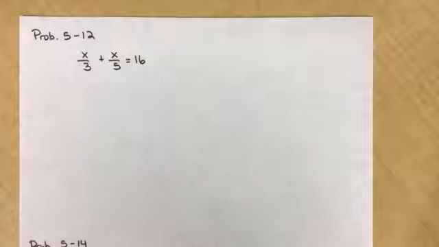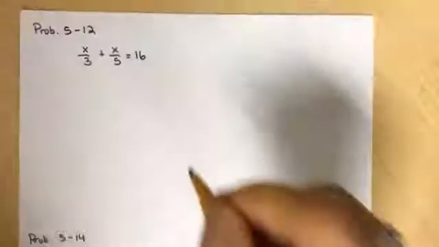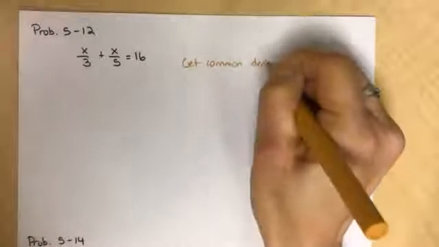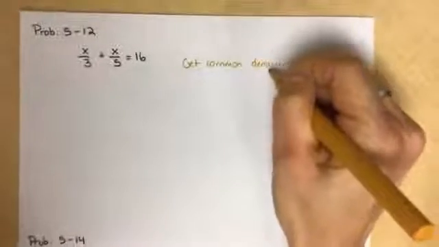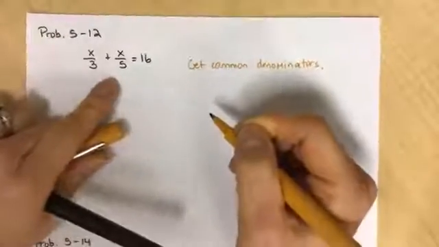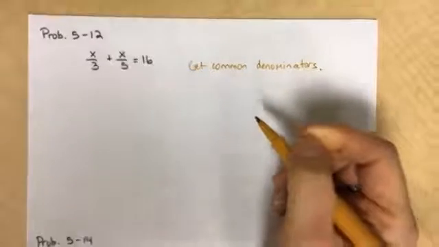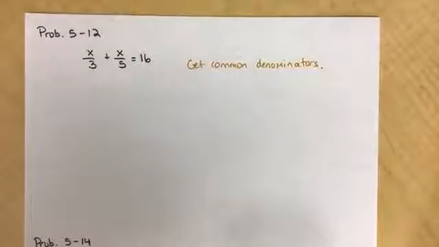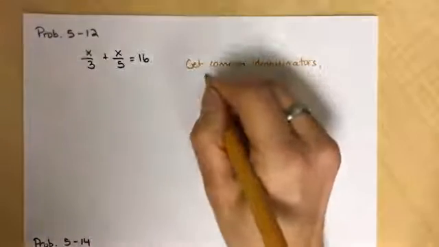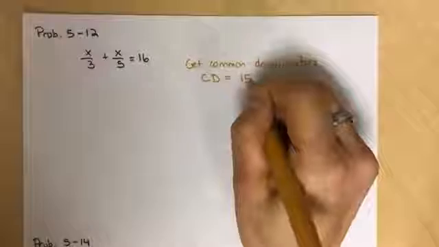So what we're going to do first is make sure that they have common denominators. We are going to go ahead and get common denominators. So I have to ask myself, what's the common denominator of 3 and 5? What is the next closest number that I could multiply them both up to? Well, that common denominator is 15.